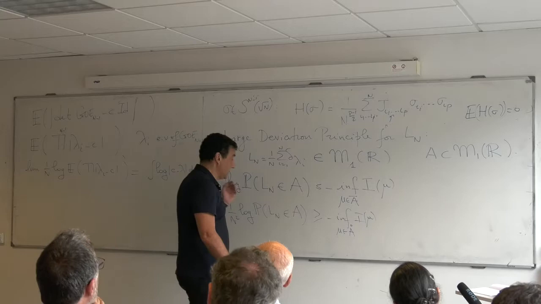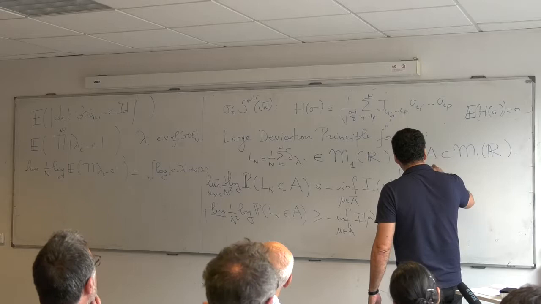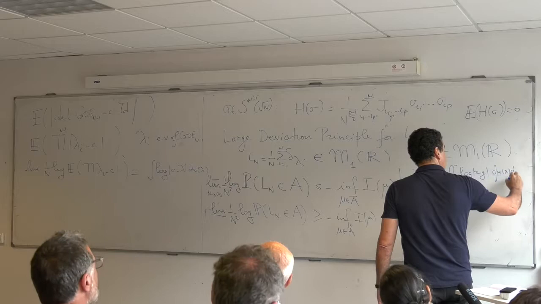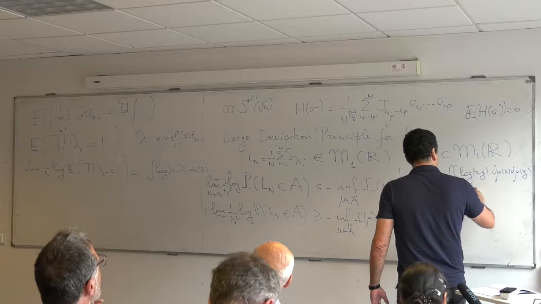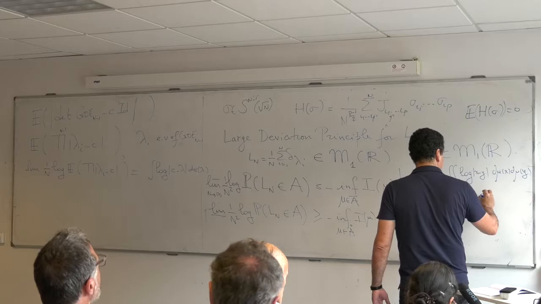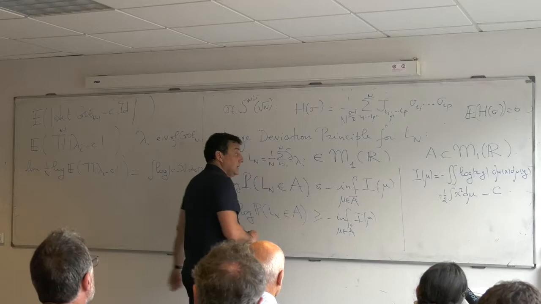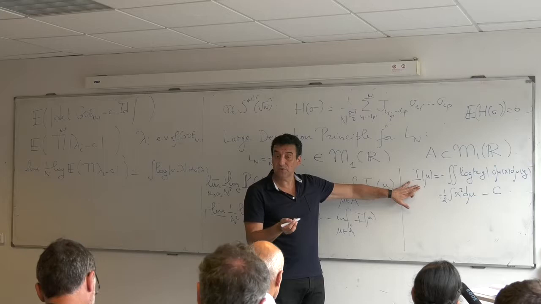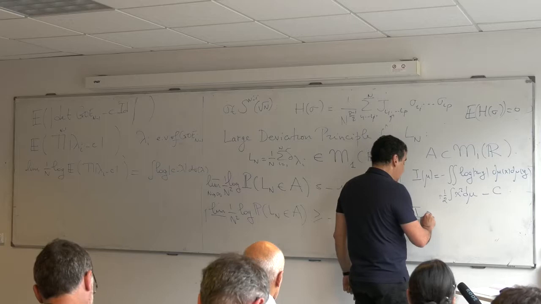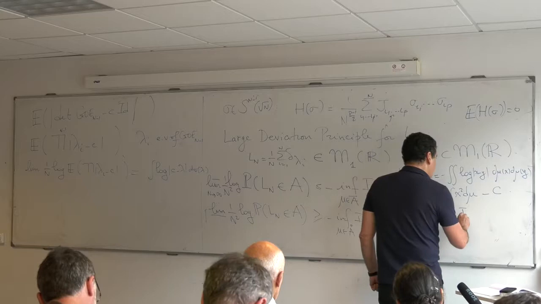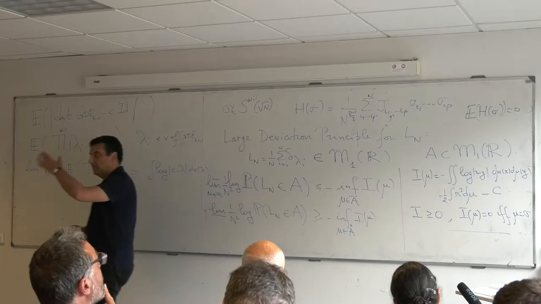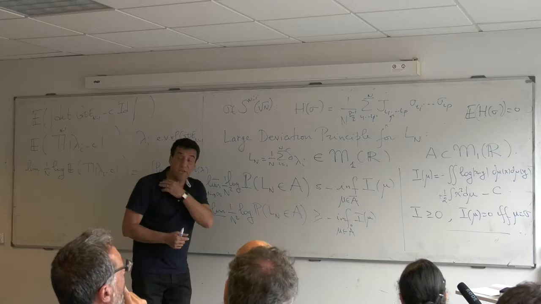And this I of mu is an obvious thing, it's just the logarithmic energy of this function, plus a constant. You can check that this I is convex and has a unique minimum at the semicircle, which is zero. This I is non-negative, it's a nice function, lower semi-continuous, and it's zero if and only if mu is the semicircle. So this is like an action, and it's of course minimized at the semicircle. This is what I used before, essentially.